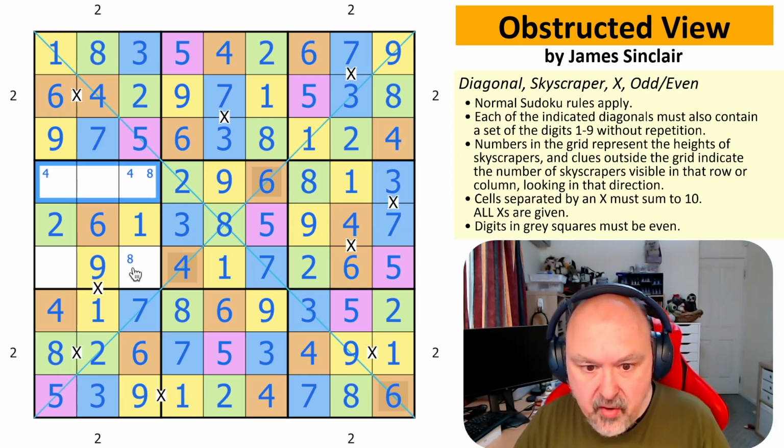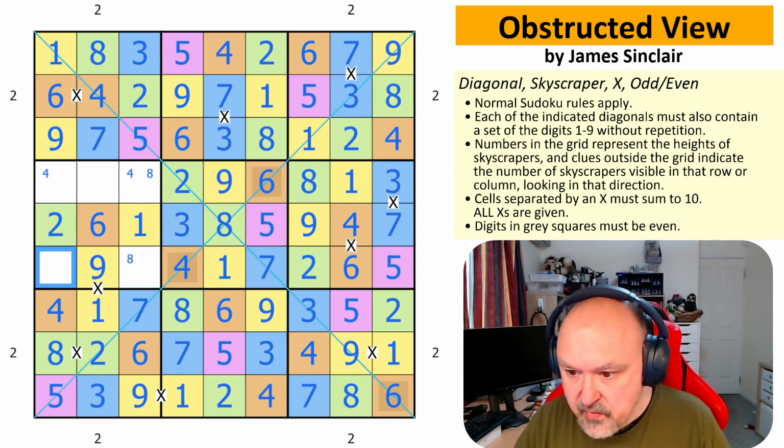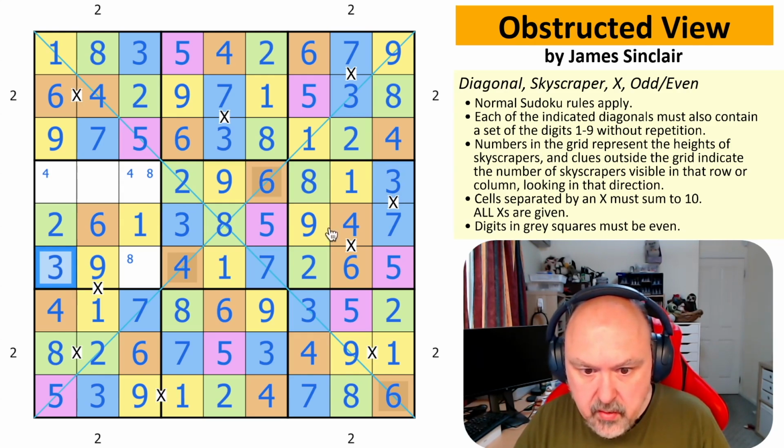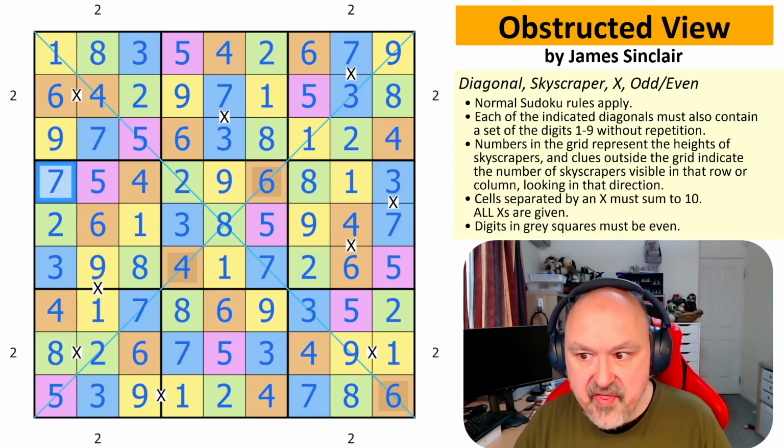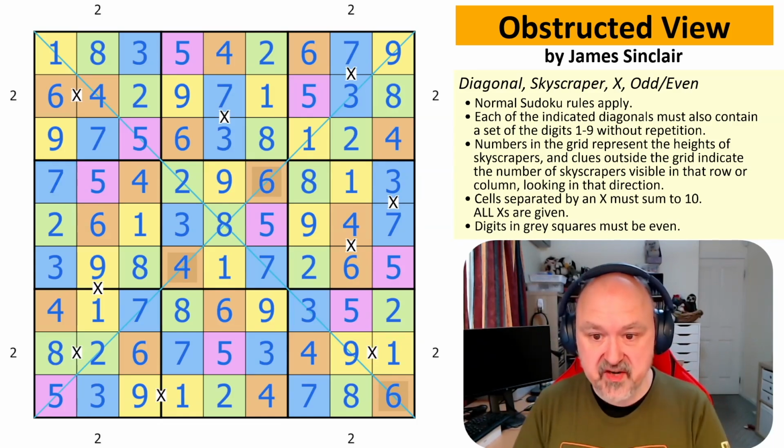And now I'm down to a single box. 3 goes there. 3 is blue. 4 is going to have to go there now, which is orange. This is not 4. This is going to be 8, which is green. And the final 2 digits I've got to put in are 5 and 7. This is going to be the blue 7. This is going to be the purple 5. So we can go 5 and 7. And that completes Obstructed View by James Sinclair.